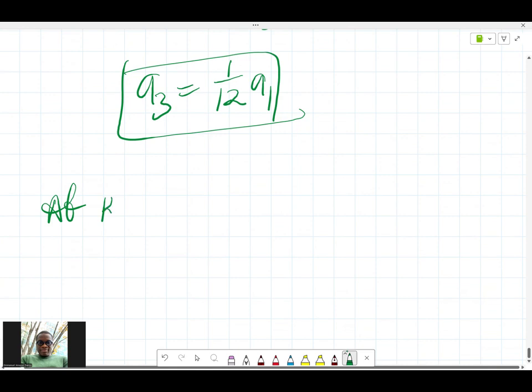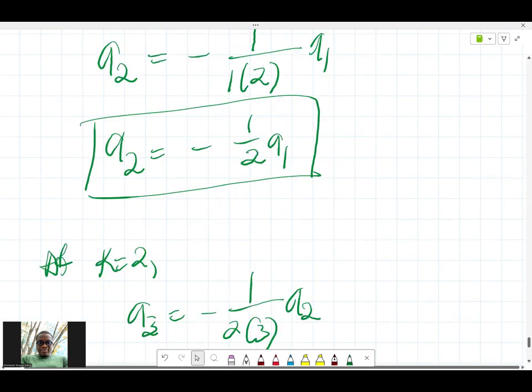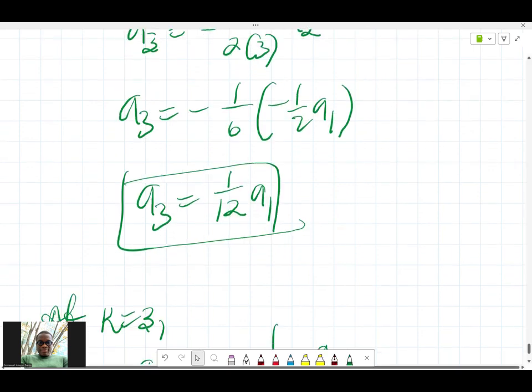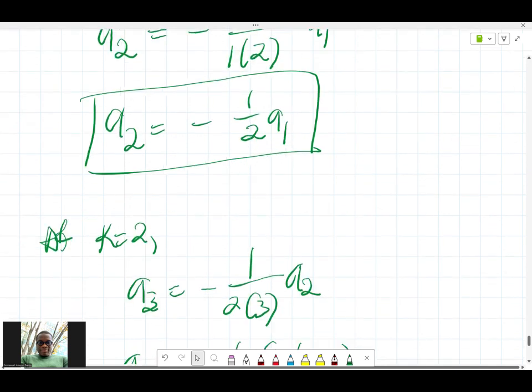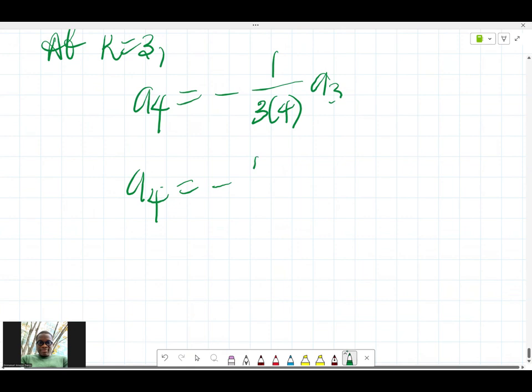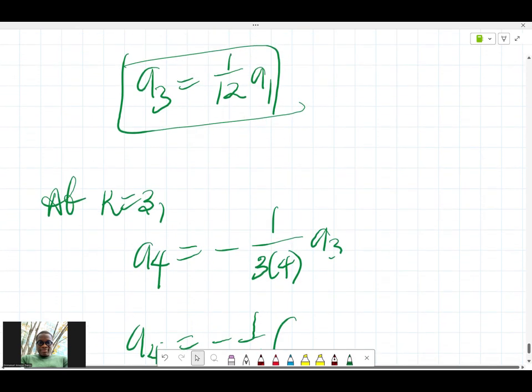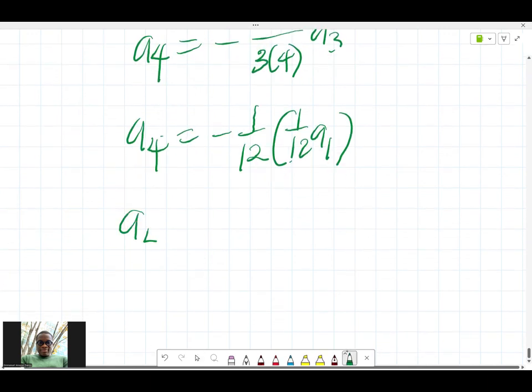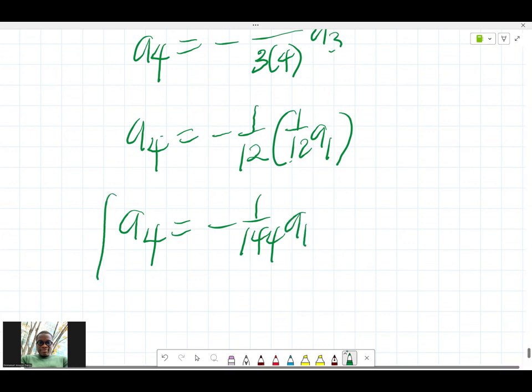Then we go for k equals 3. At k equals 3 now, a4 will be equal to minus 1 over 3 times 4. That's 3, 4. Then a3, because k equals 3 now. So that means that a4 is equal to minus 1 over 12 into a3, which is now 1 over 12 a1. So we have a4 equal to minus 1 over 144 a1.